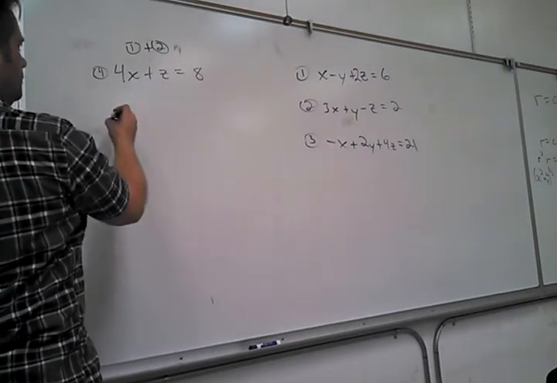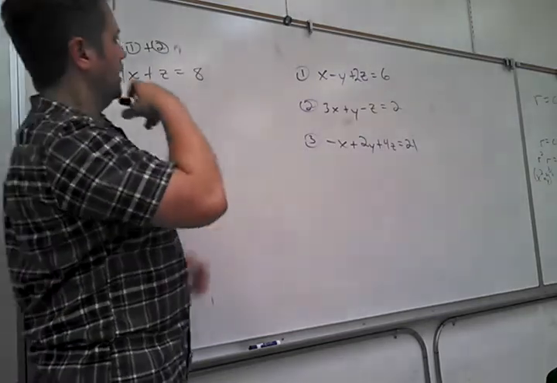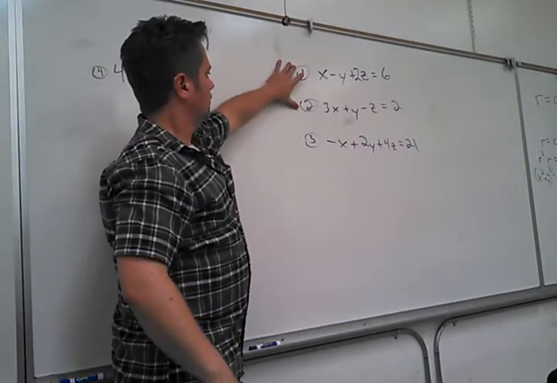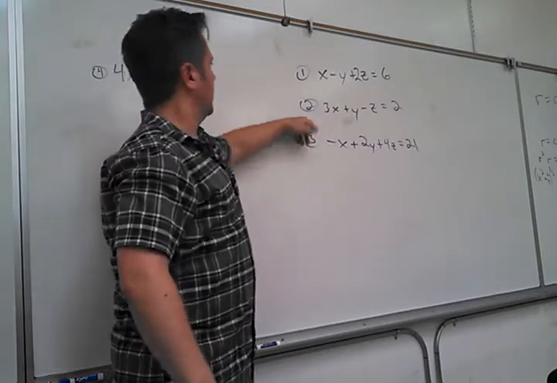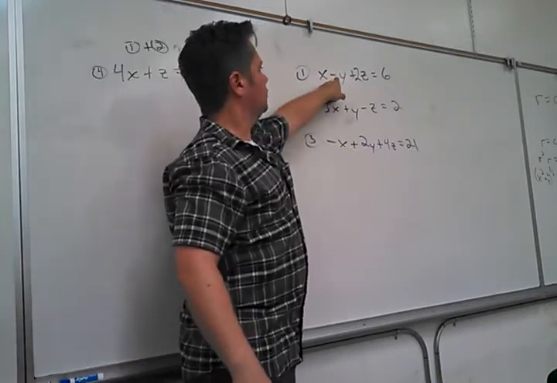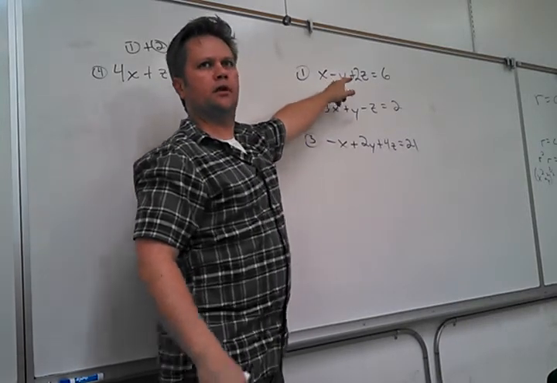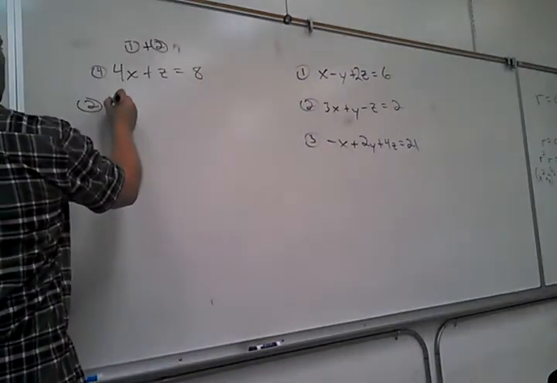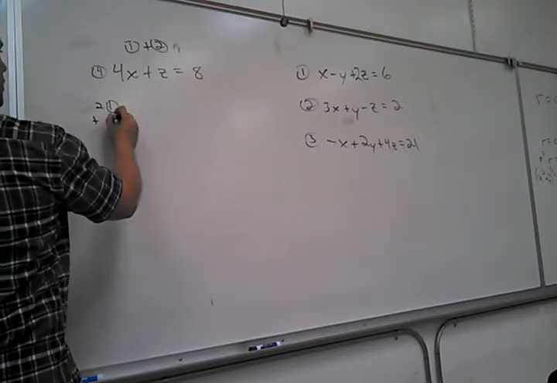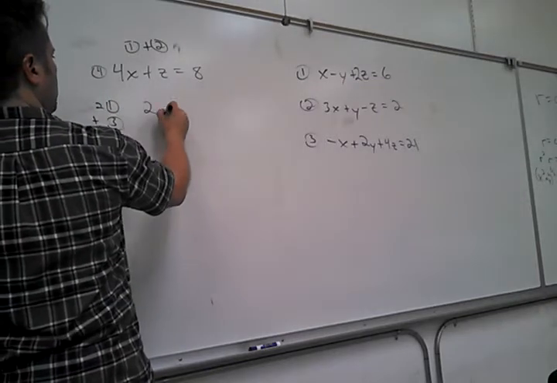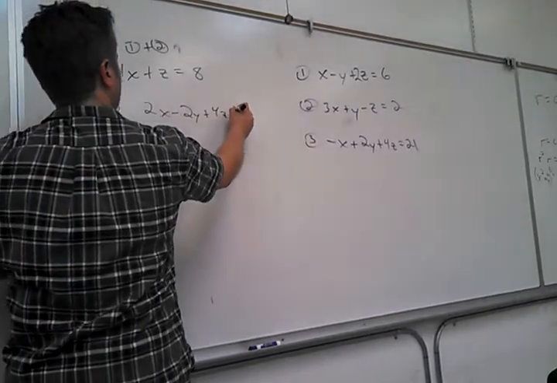The opposite or something? I can't use 1 and 2 again. The smart thing to do is to use 1 and 3. Why do I say that? Because it's already opposite signs. I just have to do what here? Yeah, double it, right? So you do twice 1. Twice 1 plus 3. So twice 1 is 2x minus 2y plus 4z.